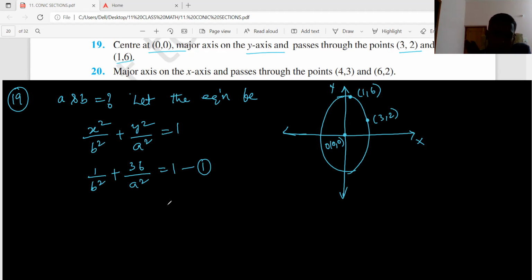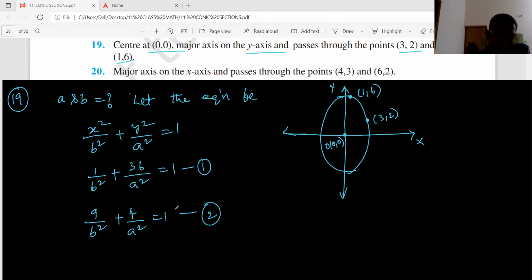And then you substitute x and y again and you get the values. So for (3, 2), x square means 9 by b square plus 4 by a square, equal to 1. I'll tell you the simple and easy way.